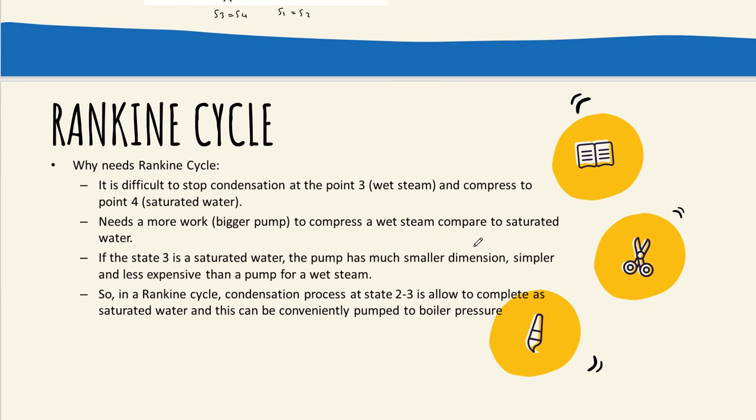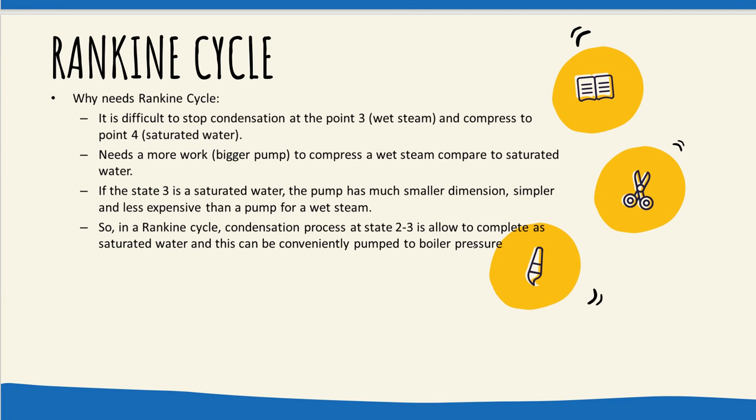The other one for cycle is Rankine cycle. So Rankine cycle is a practical cycle. It means the cycle is normally used in the real world. But for the Carnot cycle, it is just an ideal cycle, not used in practical. Why need Rankine cycle? It is because it's difficult to stop the condensation at point 3.